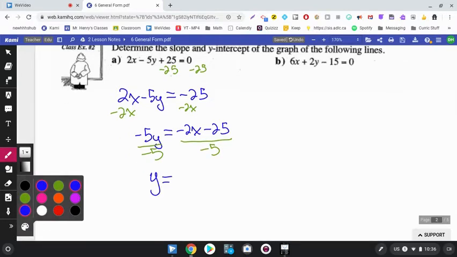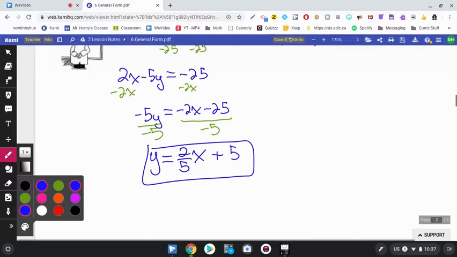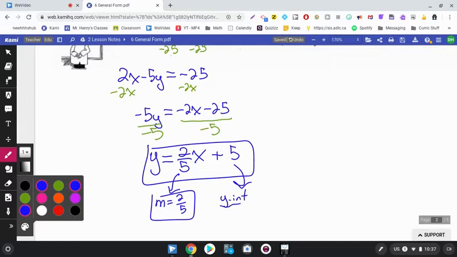So I would get y equals, and here's where I'm looking at a couple fractions. Negative 2 divided by negative 5, well, that'd be a fraction. It'd be 2/5. But a negative divided by negative means it's positive x. And then I'm looking at this one, negative 25 divided by negative 5. Oh, that's just an integer. It's positive 5. And there you have it. I have this in y equals mx plus b. So I can say your slope is 2/5, and your b value or your y-intercept, okay, b value equals 5.